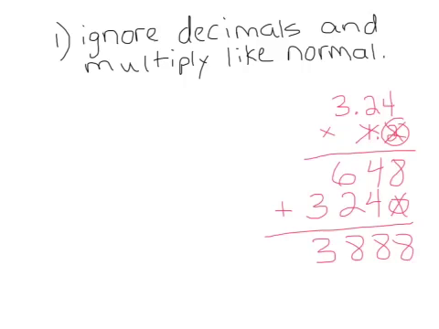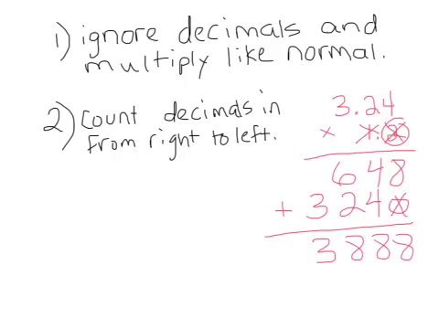Now that I've multiplied like normal all the way down to the answer, notice I did not put any decimals in here. None. Don't put any decimals in there. They try to trick you. Just ignore them. Get all the way down until you have an answer, and then you will do the next step.